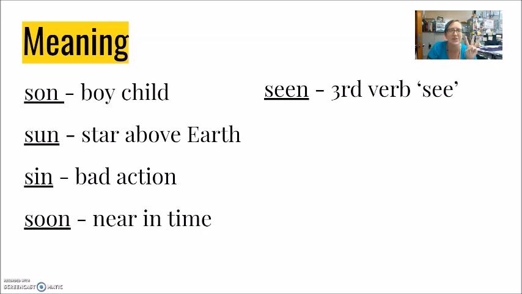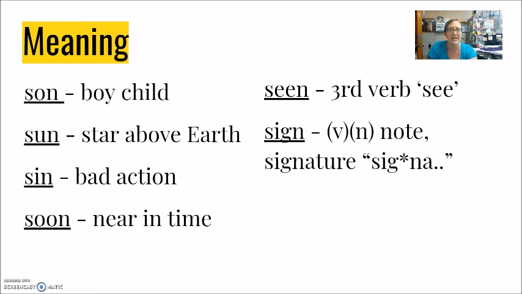Seen, this is our third verb of see. See, saw, seen. Sign also can be a verb or a noun. Think about sign your name. Sign can also be like a notice panel, a notice board could be a sign.